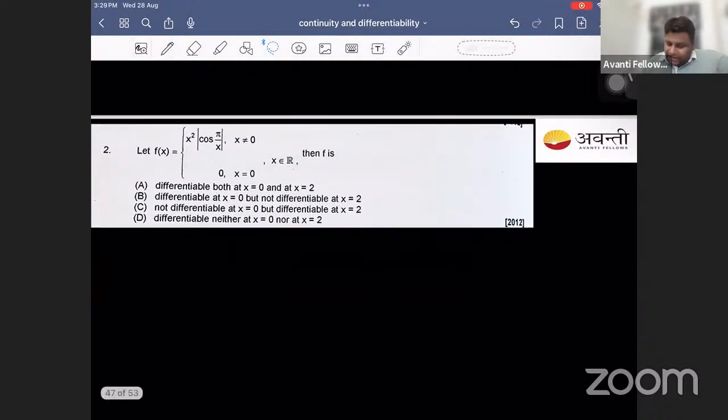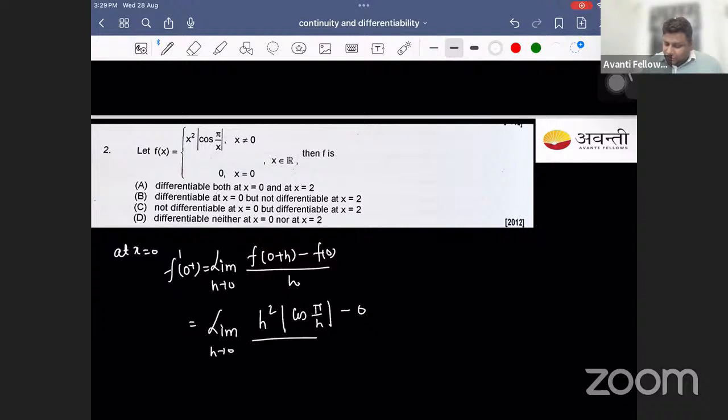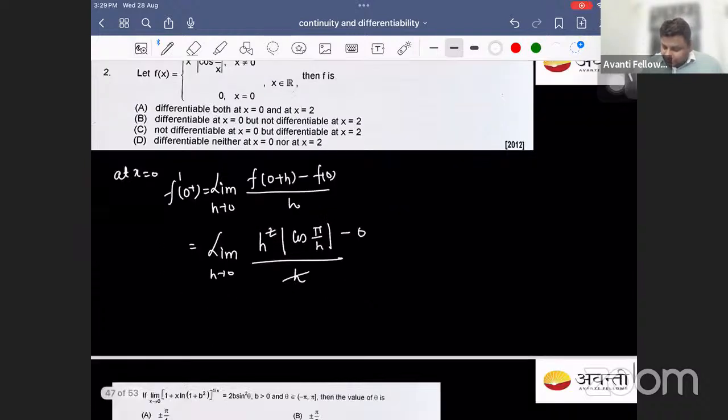Now, first of all, I'll check it at x equals 0. Such kind of question we should always approach using the basic definition, which I taught you yesterday. f dash 0 plus is limit h approaches 0, f of 0 plus h minus f of 0 upon h. That is limit h approaches 0, f of 0 plus h will be h square mod of cos pi by h minus f of 0, upon h. This one h will cancel. So it is limit h approaches 0, h mod of cos pi by h.